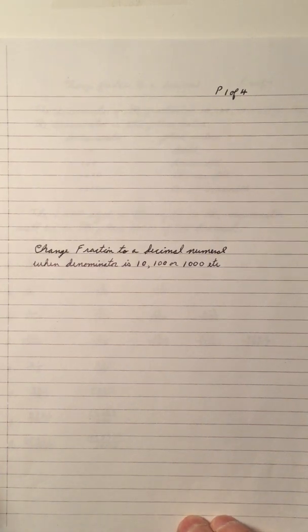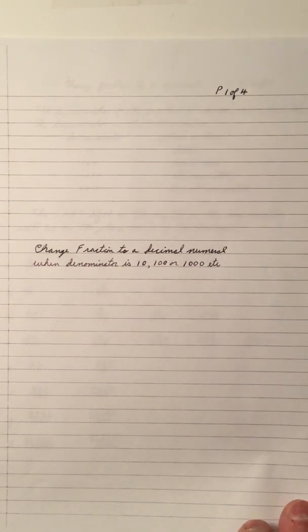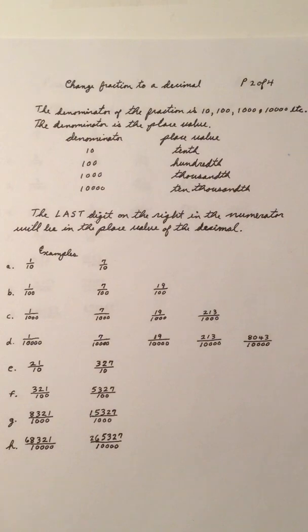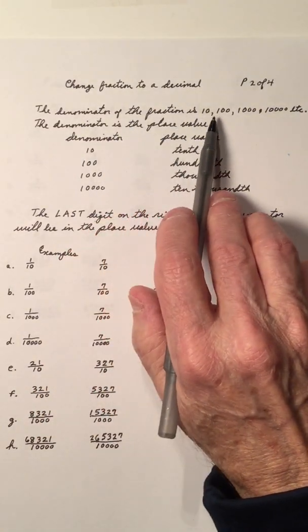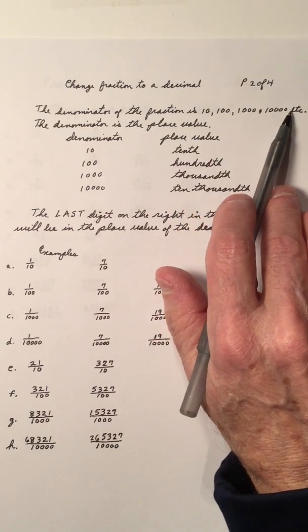Hi, welcome to my video on changing a fraction to a decimal numeral when your denominator is 10, hundredths, thousandths, etc. Let's have denominators of the fraction be 10, 100, 1,000, 10,000, etc.